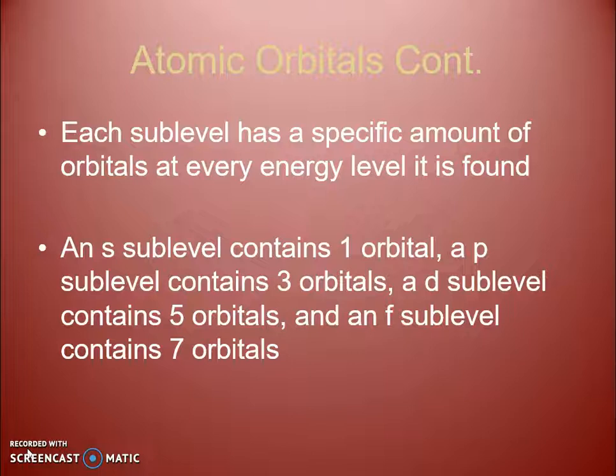So whether it's in the first energy level or the 7th energy level, an S sublevel has just 1 orbital. The P sublevel doesn't appear till the 2nd energy level, but whether it's 2nd, 3rd, 4th, all the way up through 7th, there are 3 P orbitals within any sublevel of an energy level. The D sublevel doesn't appear until the 3rd energy level, and there's 5 orbitals within that. And then the F sublevel doesn't appear until the 4th energy level, and then from there on out till 7, there are, again, 7 orbitals for every F sublevel.